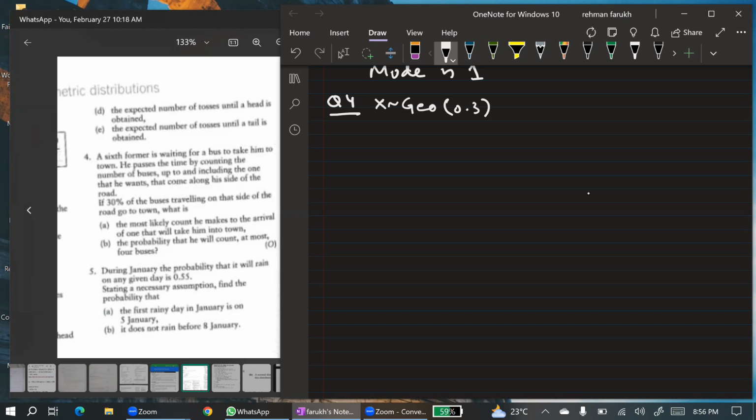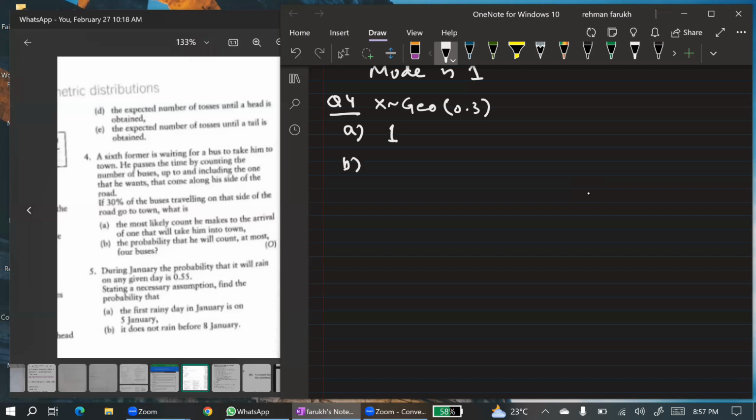The most likely count he makes to the arrival of one that will take him to the town. What is the most likely number in the geometric distribution? Which number has the greatest probability? First. The one. So 1 is the mode. Now the B part.